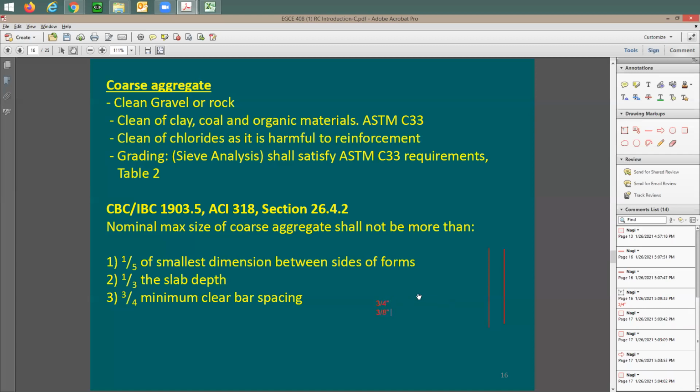They call this pea gravel. So usually you'd like to use 3/4 of an inch. Otherwise, maybe you're going to be switching to 3/8 of an inch if the structural member is going to be very thin. To avoid any problems and to be sure that there are no voids inside the concrete after you pour the concrete, maybe you'd like to go to this pea gravel.